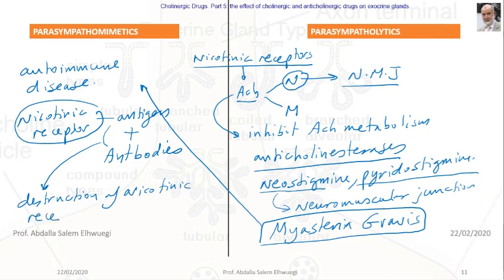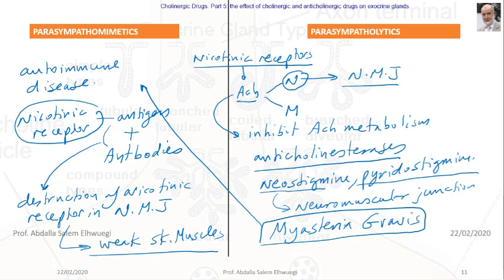In the neuromuscular junction, the nicotinic receptors, which are responsible for the contraction of the muscle, will start disappearing, will be destroyed. So what will happen? Weak muscles, skeletal muscles. Skeletal muscle contraction will become weak.